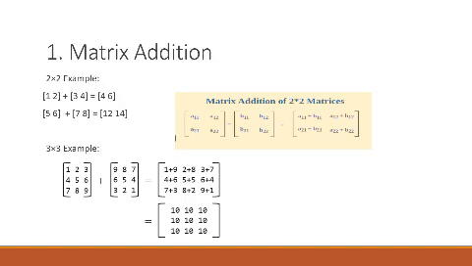For example, here there are two matrices, so we add each corresponding element. Some key points: only matrices of the same size can be added. Addition is commutative, that is A + B = B + A.